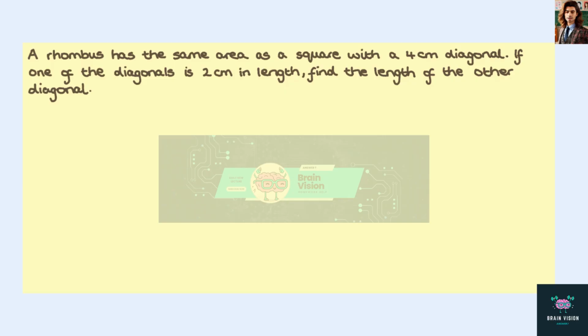A rhombus has the same area as a square with a 4 centimetre diagonal. If one of the diagonals is 2 centimetres in length, find the length of the other diagonal.